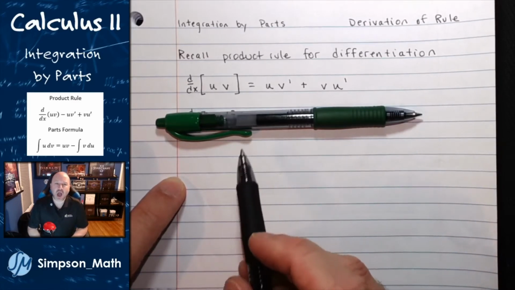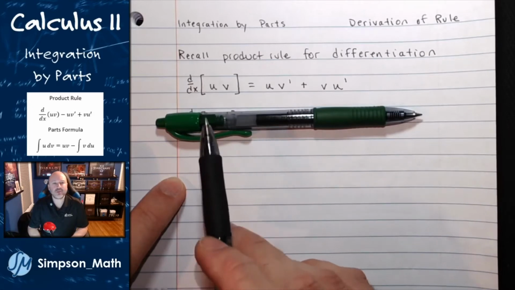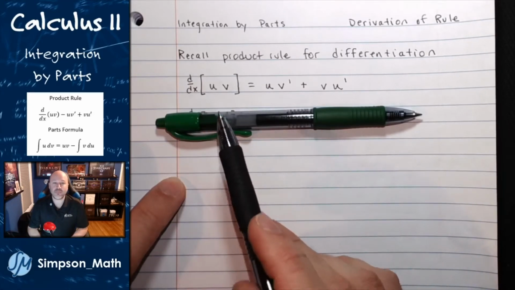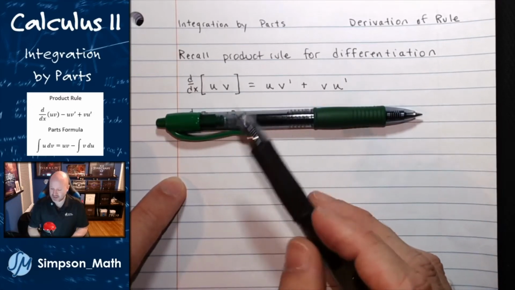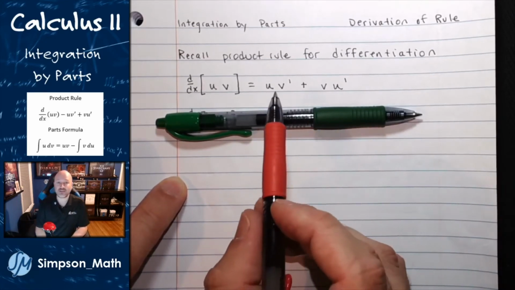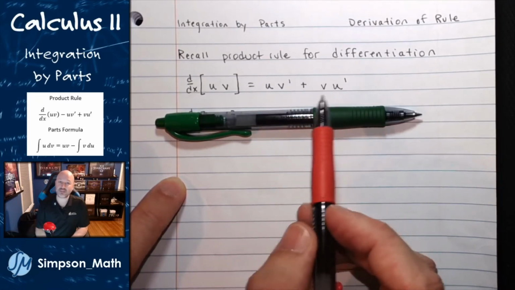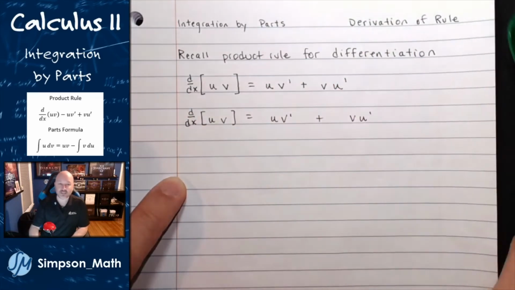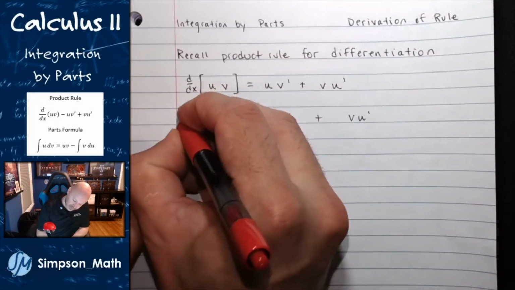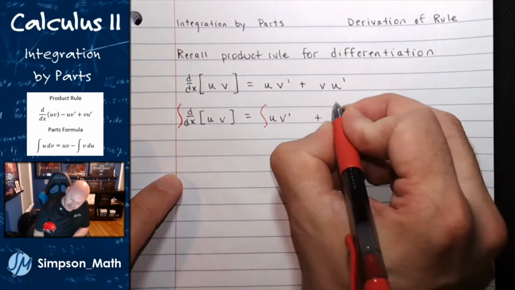All right, I'm going to take that formula that we learned last semester, and I'm going to integrate both sides of the equation. Now, integration is a linear operator, so when I integrate the right-hand side, I can split up the integration into two separate integrals. So I'm just integrating everything. I'm going to integrate the left-hand side, and I'm going to integrate the right-hand side.